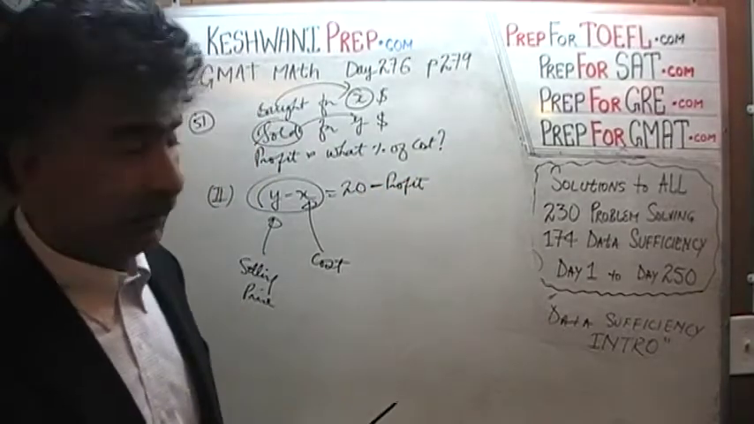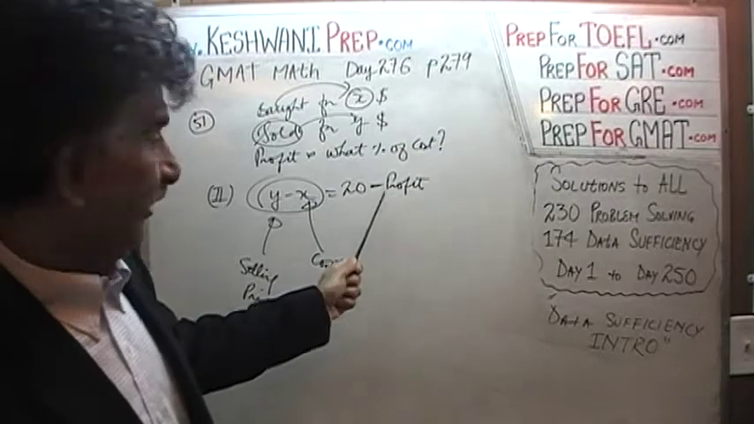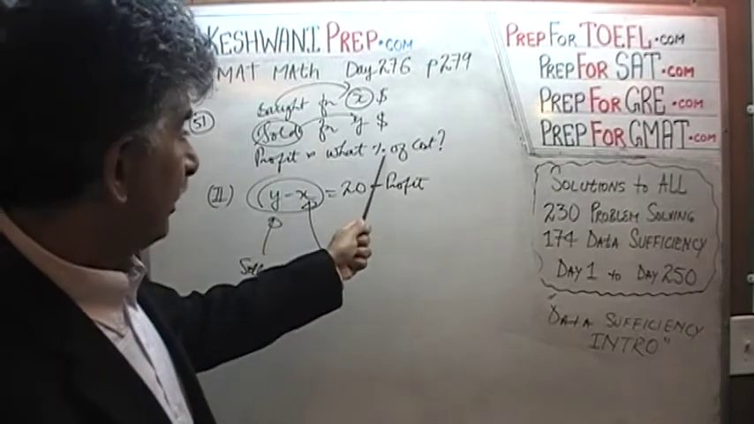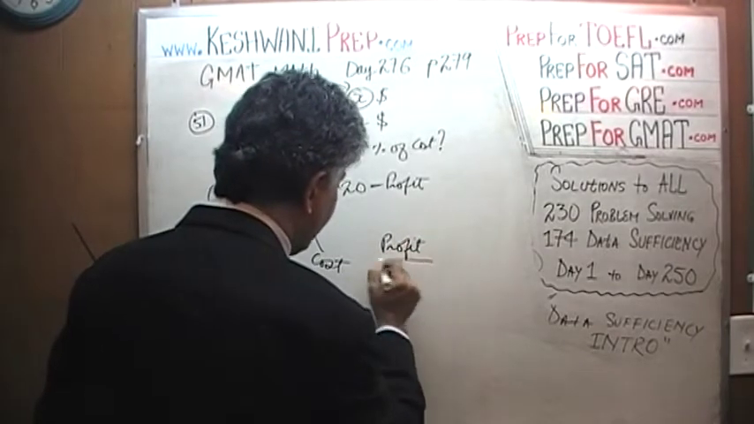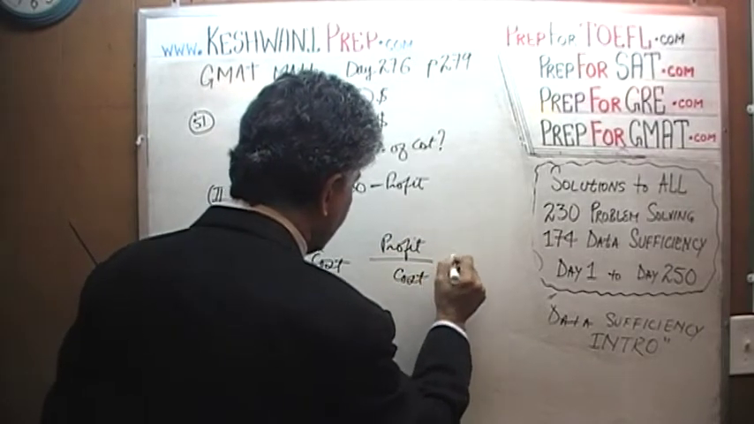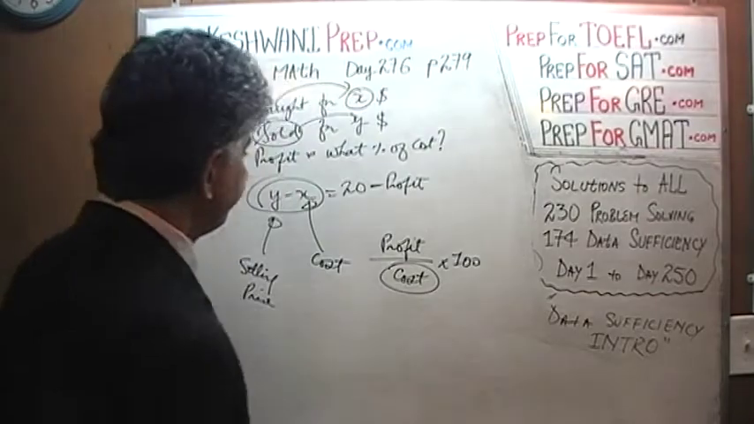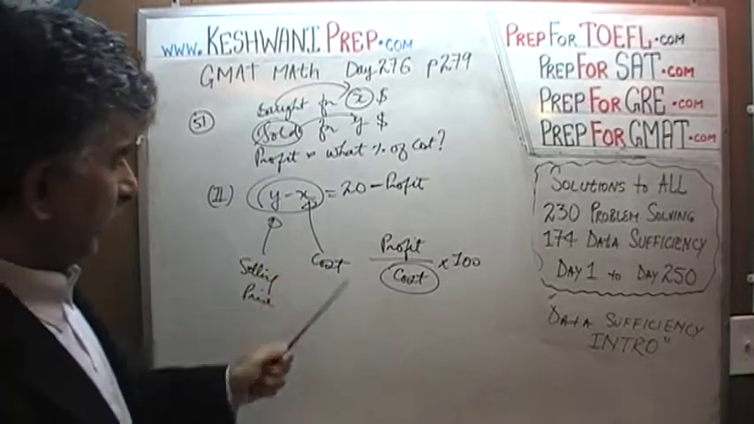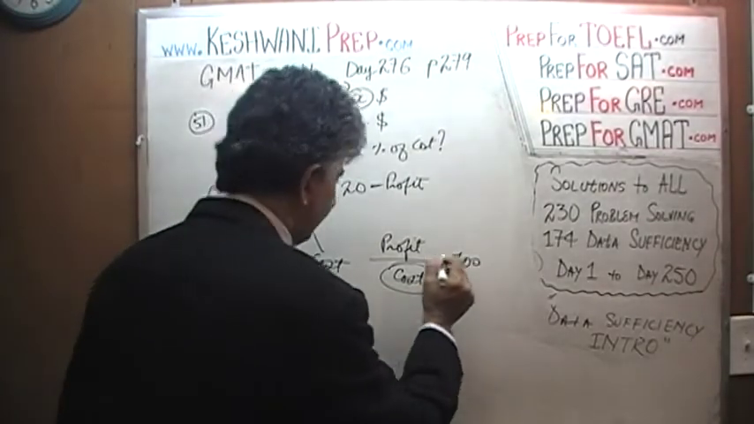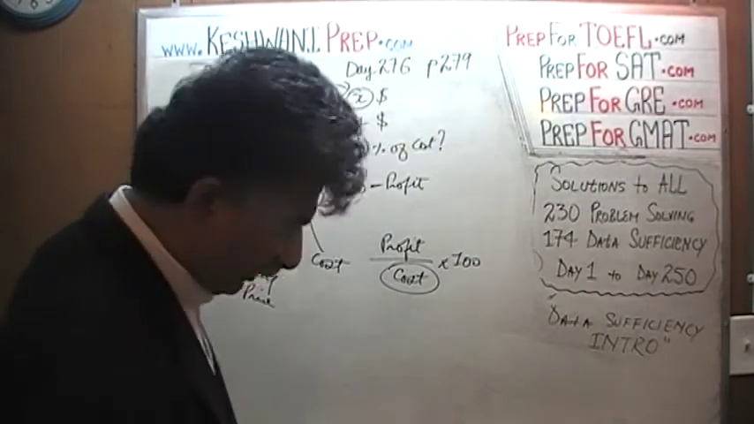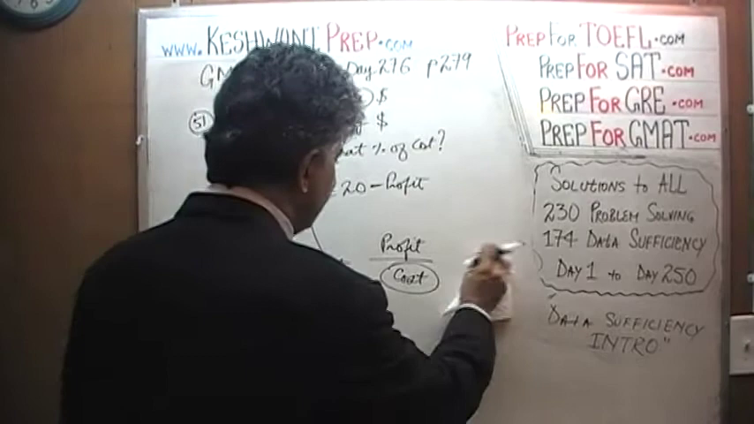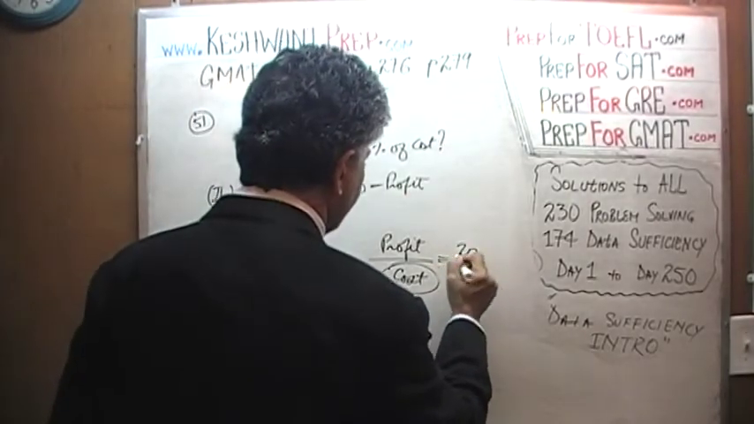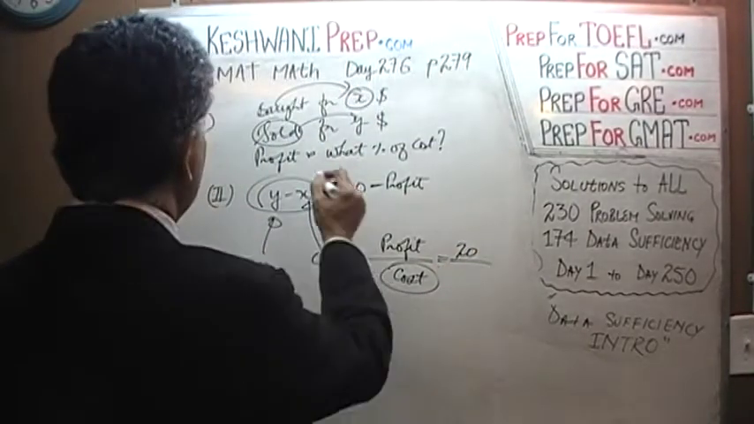But that's not enough. We're not interested in finding out what the profit is. The question is, what is the profit as a percentage of the cost? Profit as a percentage of the cost would be profit over the cost times 100. Well, profit we know is $20. The top part we already know is $20. Our profit is $20. But what is our cost?